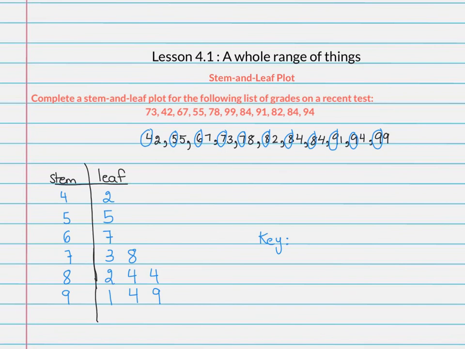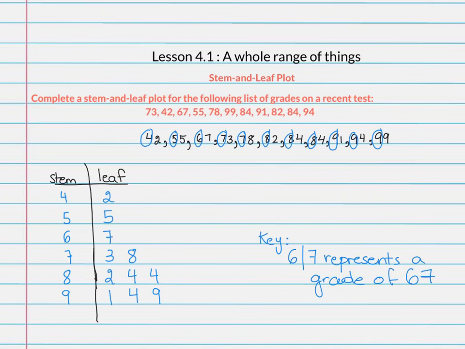How do I write it? I choose any value that I have. For example, I'm going to choose 67. How did we write it in the stem and leaf? We wrote it as 6, then a line, then a 7. What does this represent? This represents a grade of 67. So I read it as 67.